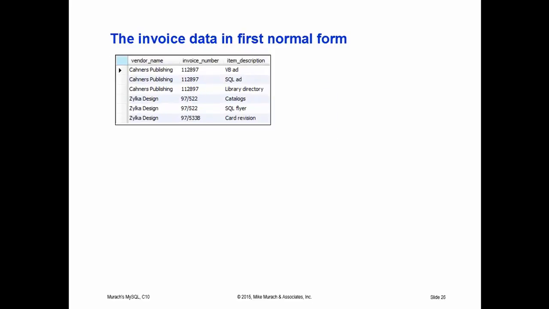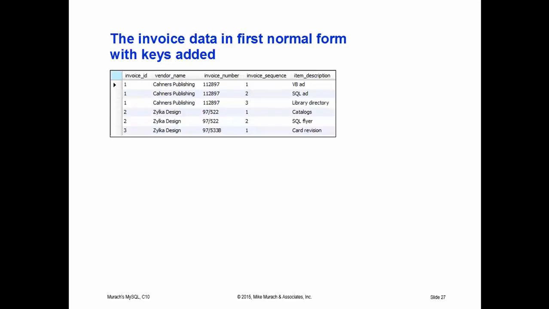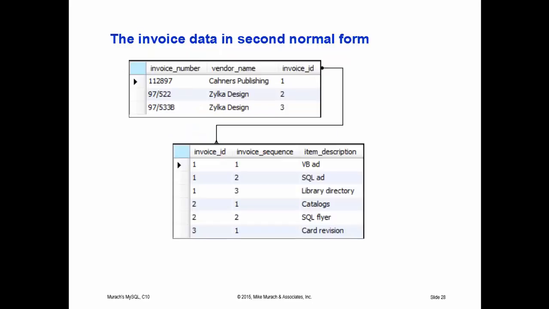So here's first normal form. You'll notice that the vendor name is being repeated. You'll notice that the invoice number is being repeated. All right? But all the values that are in there, they're all scalar values. And that's the important thing. Here it says the invoice data in first normal form, but now we've added a primary key, which is an invoice ID. There's still duplication of data, but we're getting there. We're starting to work our way to where we want to be.